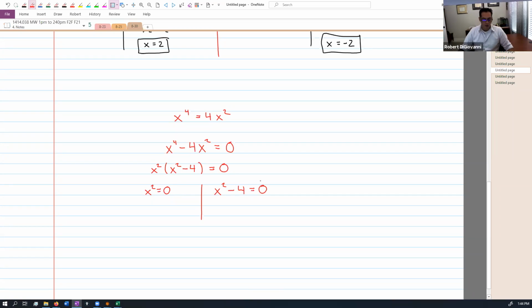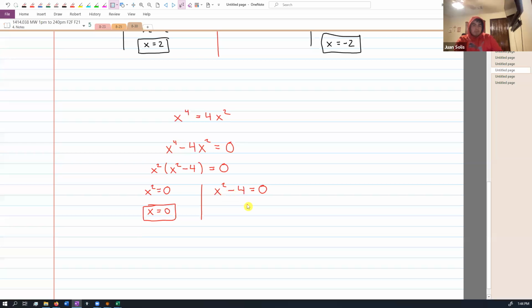Okay, and I'm just curious, how did you do this from here? x equals 0 and x equals plus minus 2. Yeah, so on this first one, x equals 0, that's because the only number you can square to get 0 is 0 itself, right? Only 0 squared gives you 0. And then here, Juan, did you just look at this or did you actually do something algebraically? Well, I just set it equal to x squared equals 4.